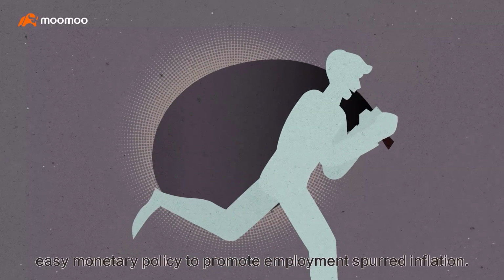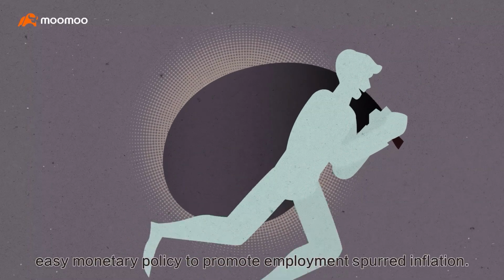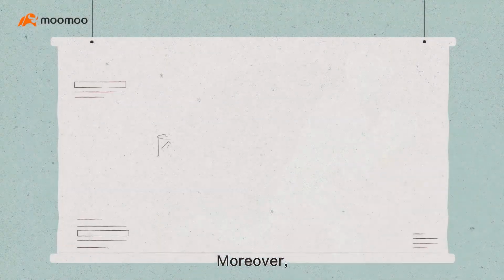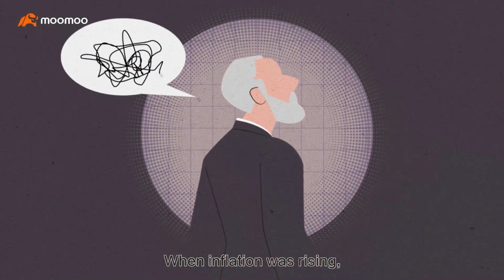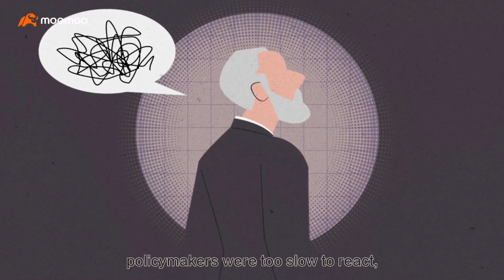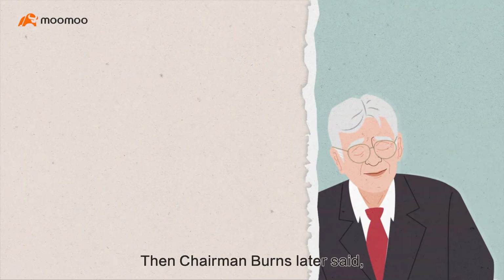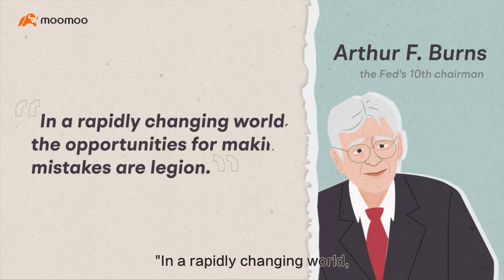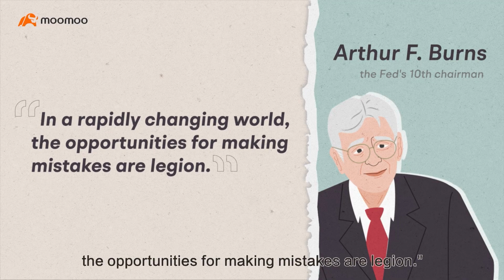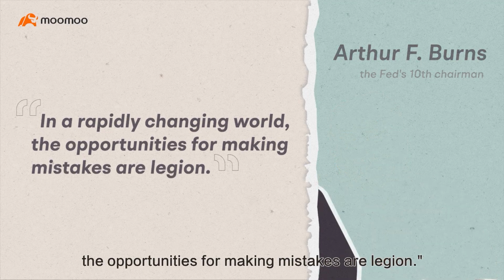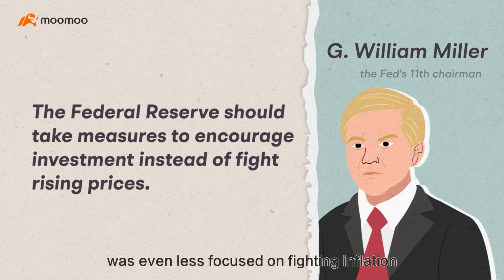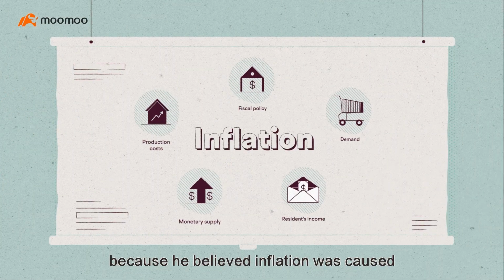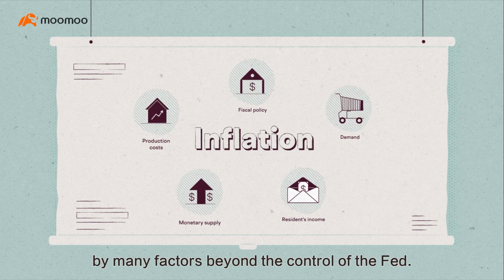During this period, easing monetary policy to promote employment spurred inflation. Moreover, inflation was also blamed on energy shortages and fiscal imbalances. When inflation was rising, policymakers were too slow to react, leading to recessions. Then Chairman Burns later said, "In a rapidly changing world, the opportunities for making mistakes are legion." Miller, Burns' successor, was even less focused on fighting inflation because he believed inflation was caused by many factors beyond the control of the Fed.